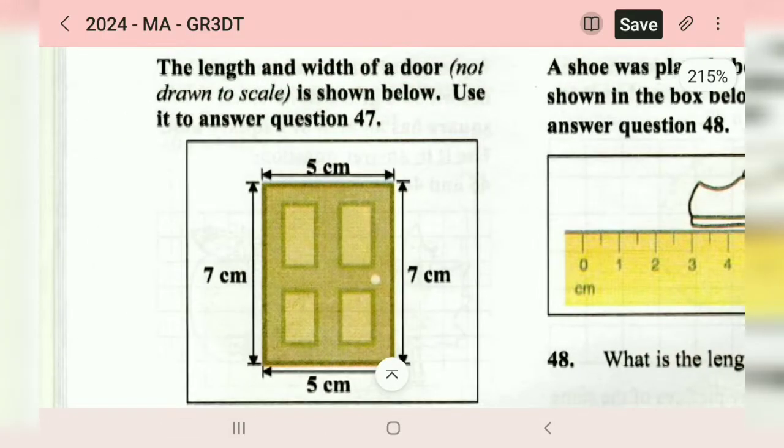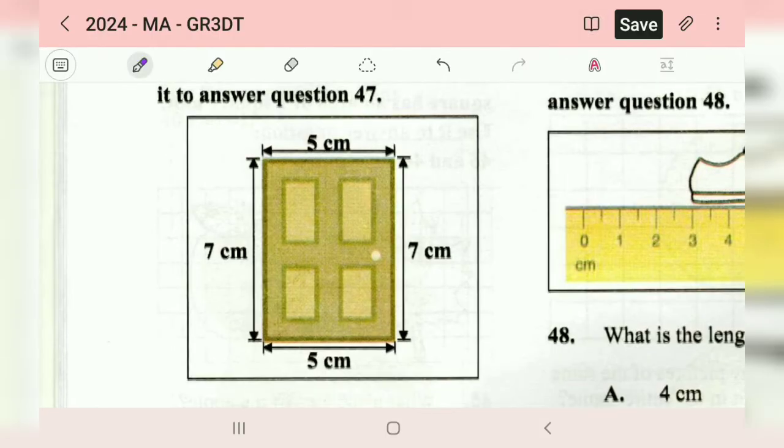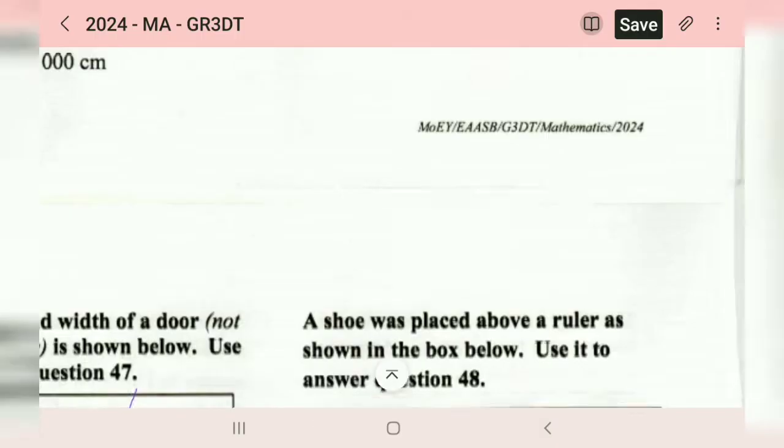The length and width of a door, not drawn to scale, meaning it's not really a full door, a 5 centimeter by 7 centimeter door, is shown below. Use it to answer item 47. What is the perimeter of the door? Remember, perimeter means you're adding up all the sides, the distance around the shape. So 7 plus 7 is 14. 14 and 5 is 19. 19 plus 5 is 24. You have to know your numbers, guys. You have to know that. C. Going through fast here.